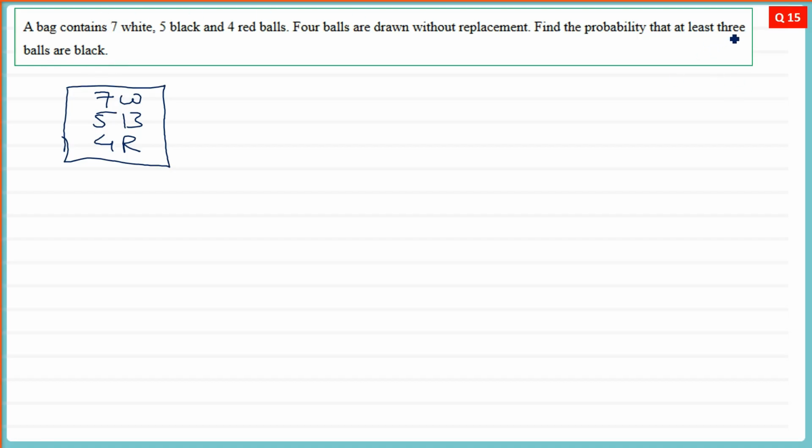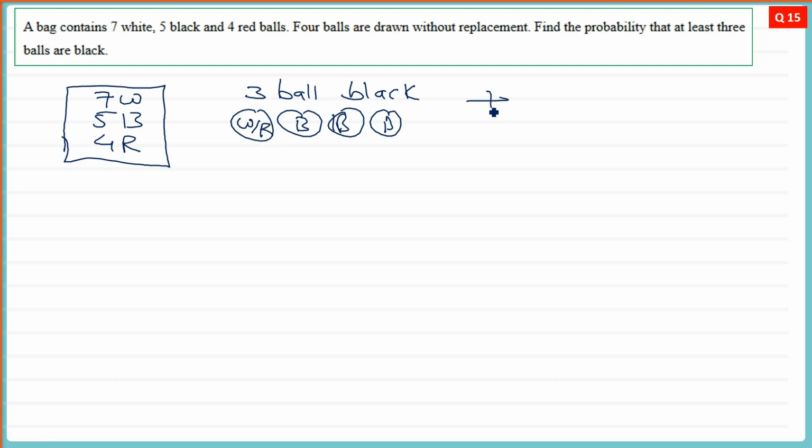So what does it mean? At least 3 balls are black means we need 3 blacks because there are 4 being drawn. So either 3 balls are black along with some other color. It can be white, it can be red. So let's assume that the 3 are black. The first one comes out to be, it can be a white or it can be a red, and these can come in any order, at least 3.